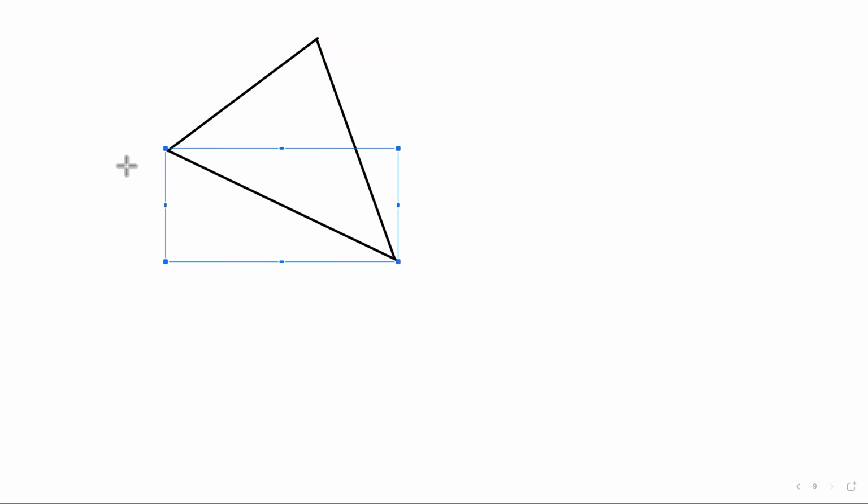Okay, and let's say this angle here is 40 degrees, and this angle could be 30 degrees. And let's say this side is 12 centimeters, and I want to find this side here.